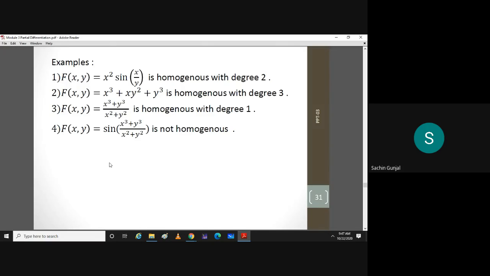Is x square plus 1 homogeneous? No. Others, please respond. Is x square plus 1 homogeneous? No, sir. And what is the reason? Because the degree doesn't remain 2 throughout. Sir, 1 is a constant. So one thing you can observe: whenever there is a constant in addition to the polynomial, it won't be homogeneous, isn't it?